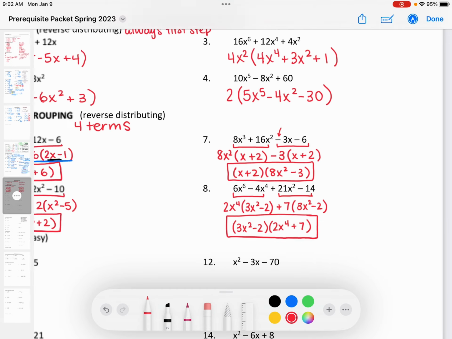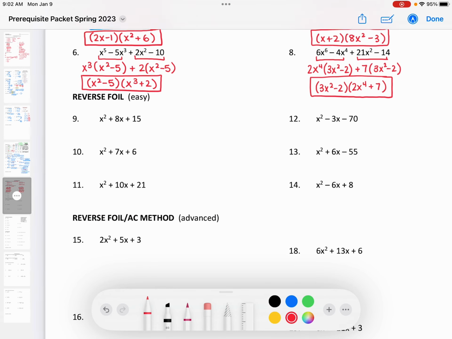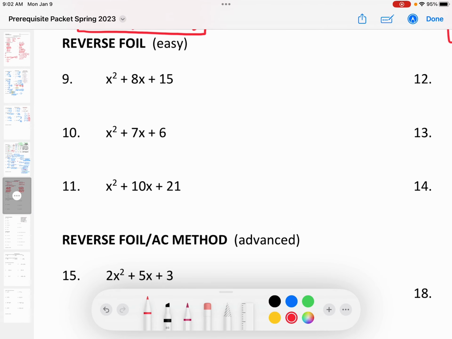Great, that's factoring by grouping. We're going to talk about reverse FOIL. We remember FOIL, and basically the idea here is that the first, the outside, inside combine, and the last need to make those 3 terms.